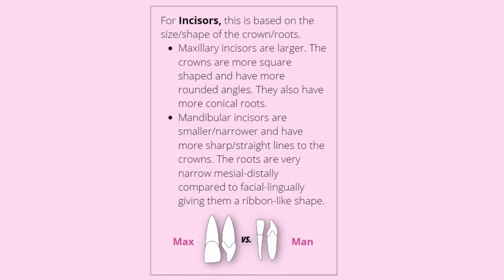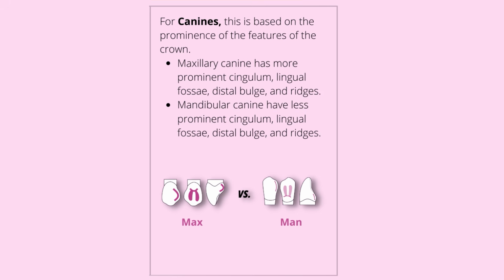The roots are also very narrow mesial distally compared to facial lingually, giving them a ribbon-like shape, rather than the cone shape that we saw in the maxillary incisors. For determining if it's a maxillary or mandibular tooth for the canines, you're going to look at the features of the crown. The maxillary canine has more prominent features, so a more prominent cingulum, more prominent lingual fossa, more prominent distal bulge, and more prominent ridges. While the mandibular canine has less prominent features. Things tend to be flatter, less prominent cingulum, shallower fossa, less prominent distal bulge, and less prominent ridges.